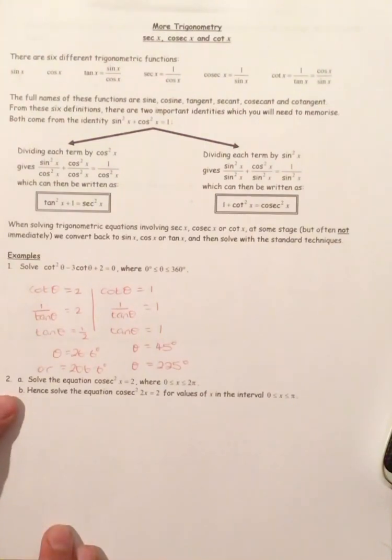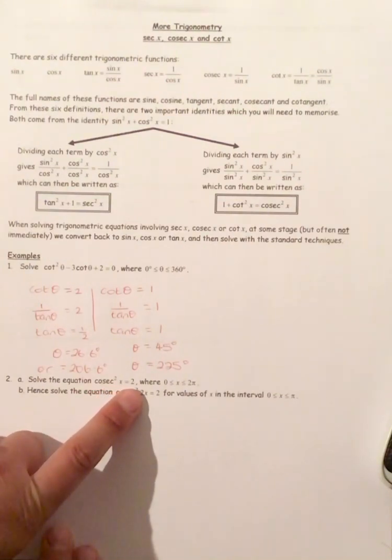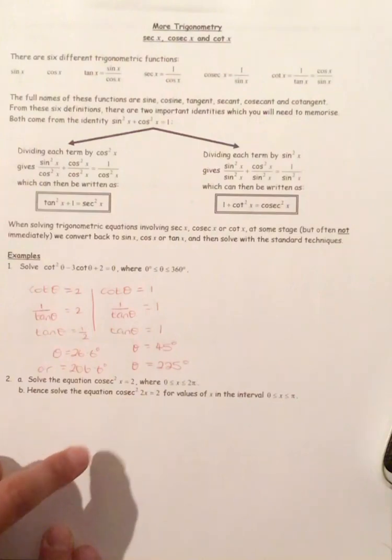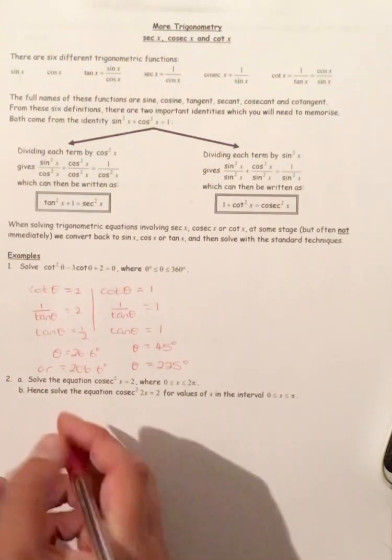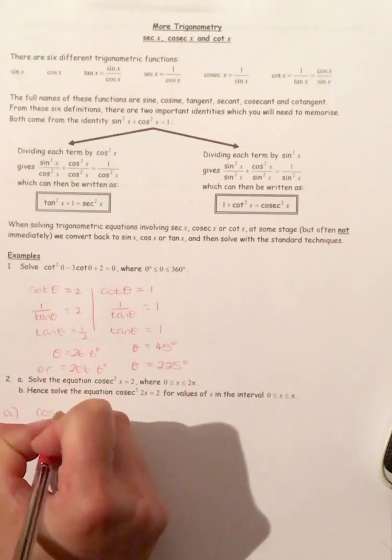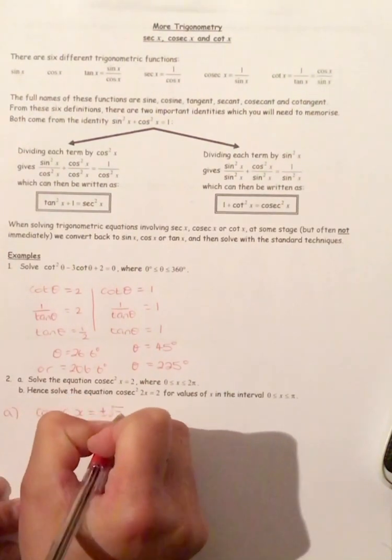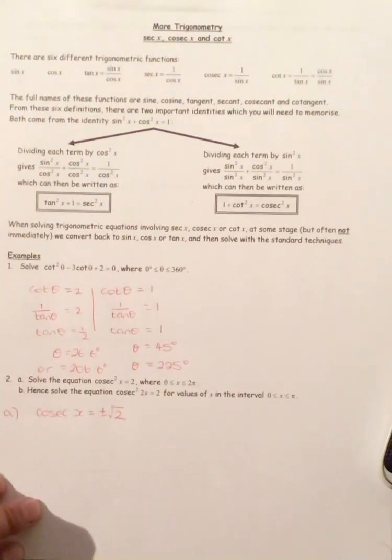Let's have a look at question 2 next. Solve the equation cosec squared x equals 2. So I'm going to start by working out cosec. So cosec x is the square root of 2, but remember to consider the positive and the negative roots.